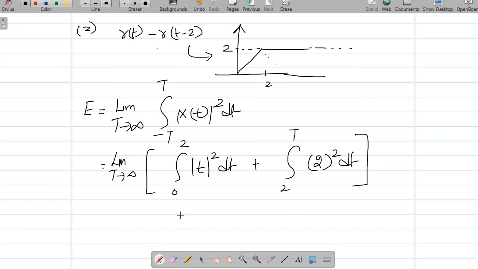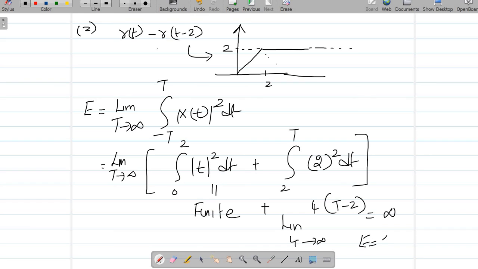Now if I do the integration, this term anyway will result in a finite quantity, but this term, if you try to evaluate it, will be something like 4 into t minus 2. And when you take the limit t tending to infinity, this becomes infinite. So the energy here is infinite, so it cannot be an energy signal. Let us try to find out whether it is a power signal at least.